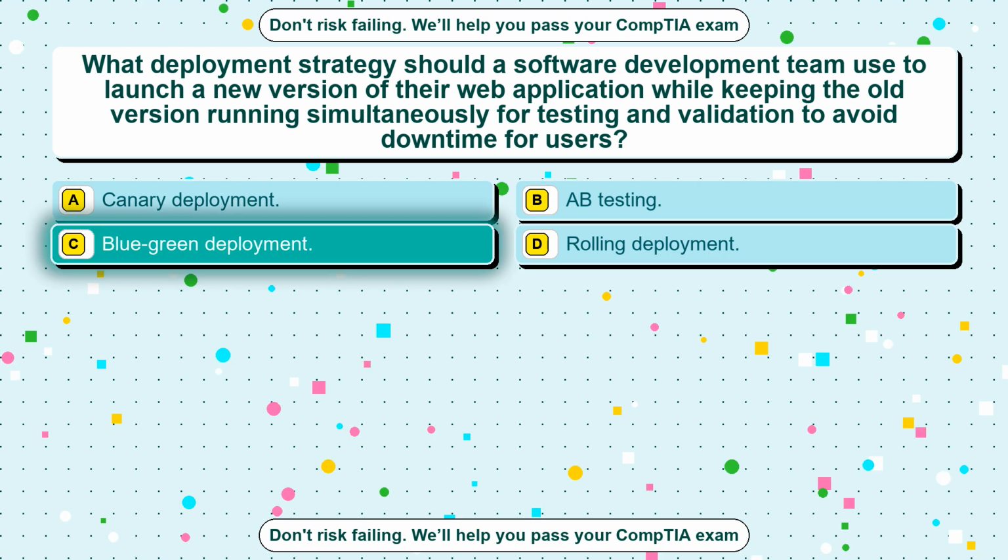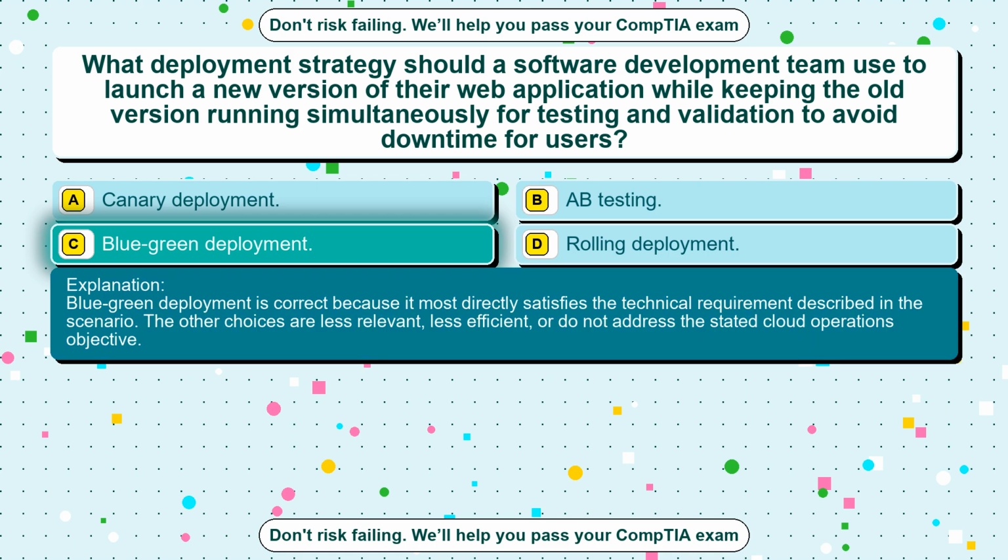The correct answer is option C. Blue-green deployment. Blue-green deployment is correct because it most directly satisfies the technical requirement described in the scenario. The other choices are less relevant, less efficient, or do not address the stated cloud operations objective.